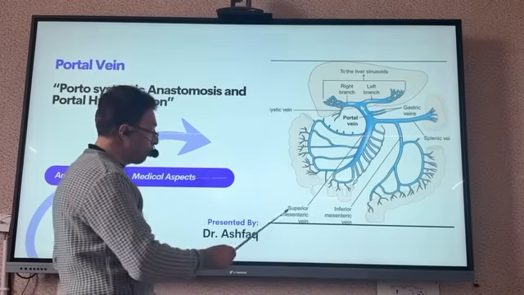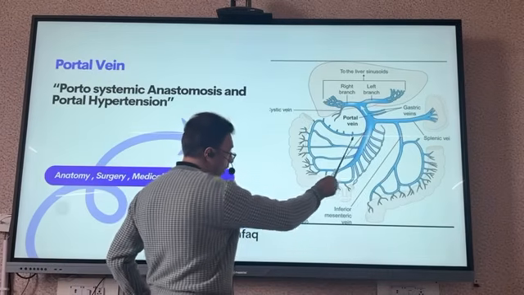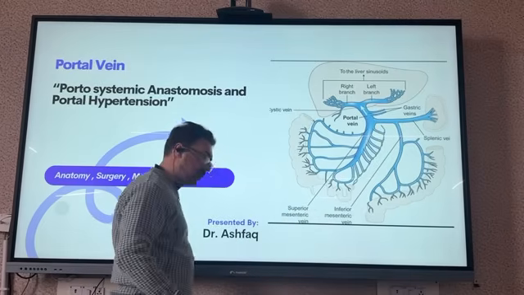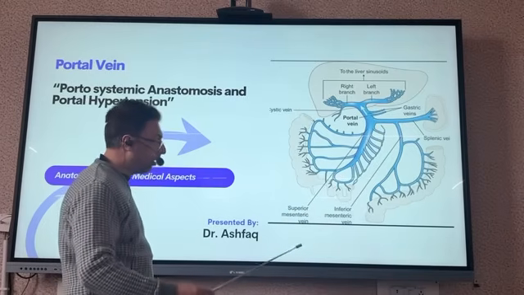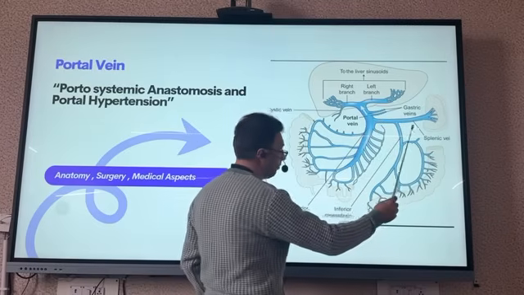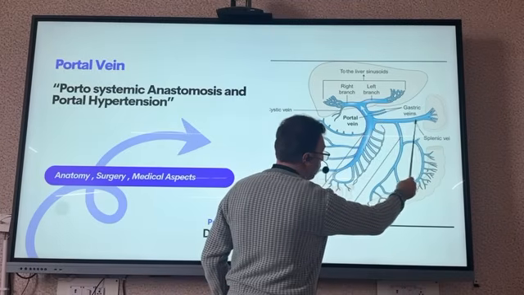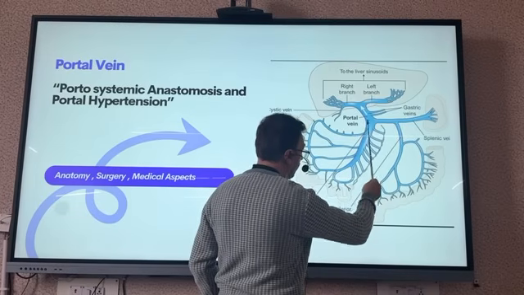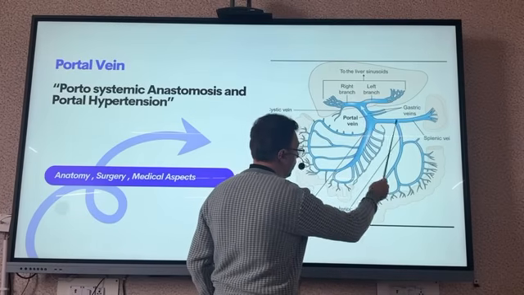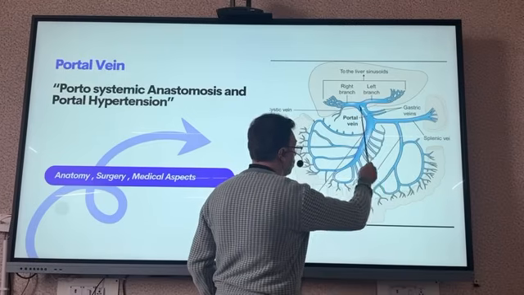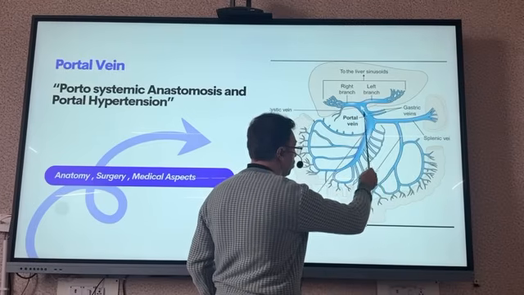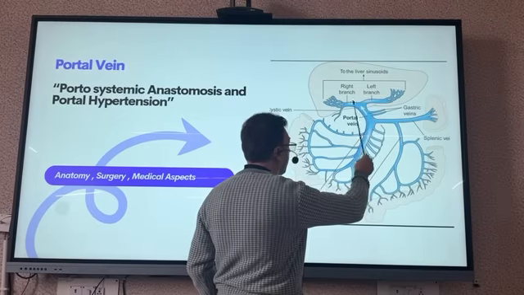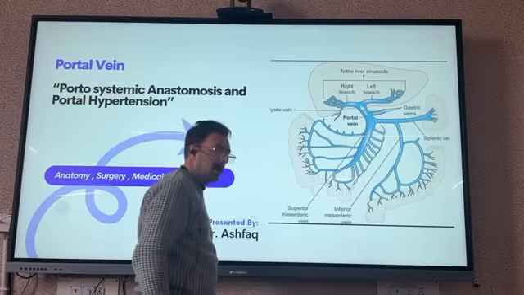So this is the superior mesenteric vein, which just comes from below. And this is the splenic vein. And they, at the level of the neck of the pancreas, form the portal vein. So this is the superior mesenteric vein, this is the splenic vein, and this is the formation of the portal vein, which has a short course. And then the portal vein divides into the left branch and the right branch.